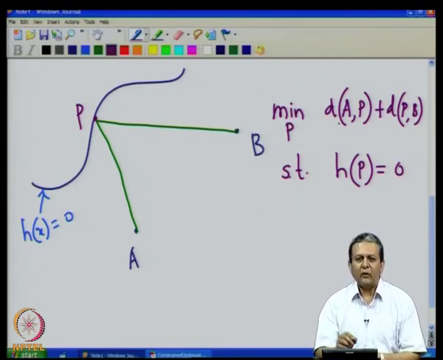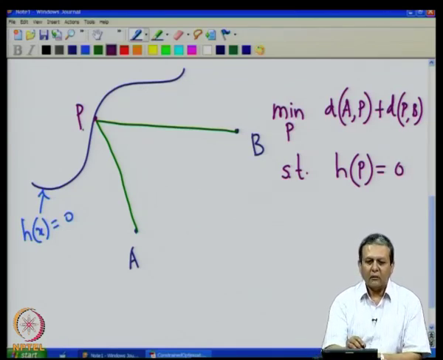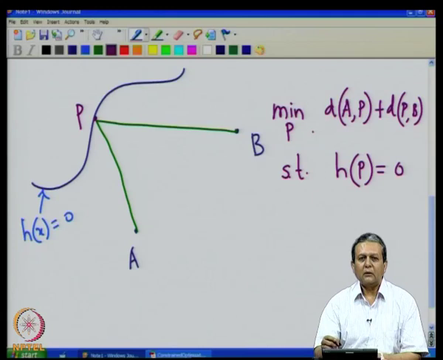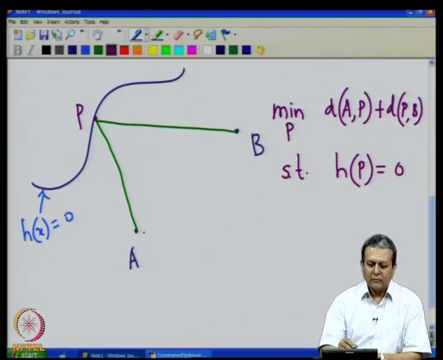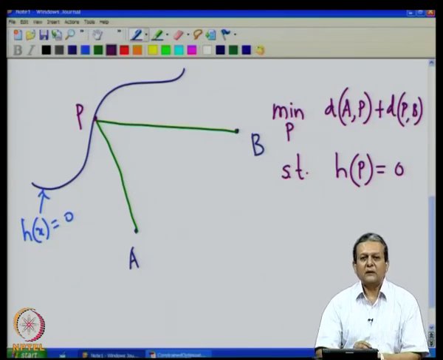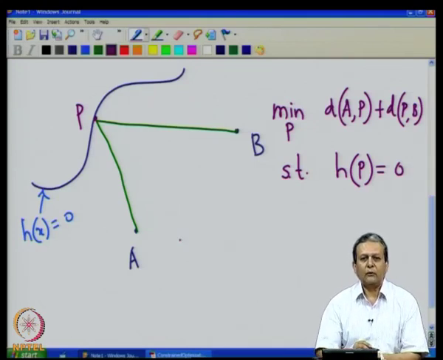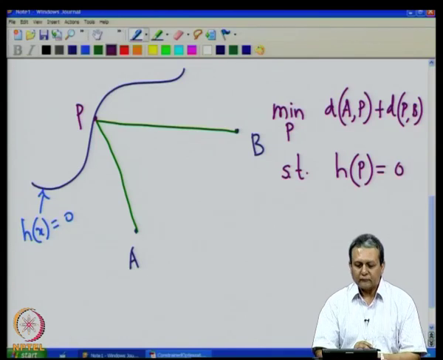I have not written this problem formally because we need to look at the coordinates of the point P and then write the objective function and the constraint appropriately. But what this problem formulation essentially means is that we are interested in that point P such that the distance between A and P plus the distance between P and B is minimized, where the point P lies on the curve h of x equal to 0. So, like that in our daily life we come across a lot of problems which are constrained optimization problems.